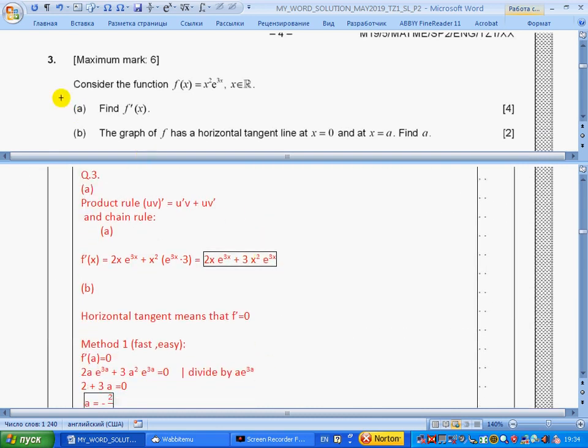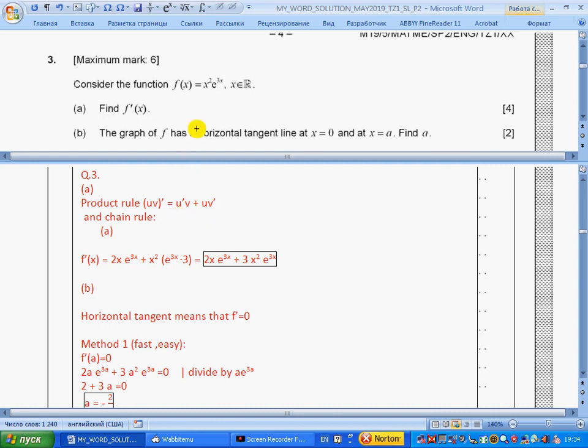Question 3. Consider the function. The function is a product. Find the first derivative. Because it is a product, we are using the product rule, and because some functions are composite functions, we are using the chain rule. So the first derivative will be the derivative of the product, given by this formula.